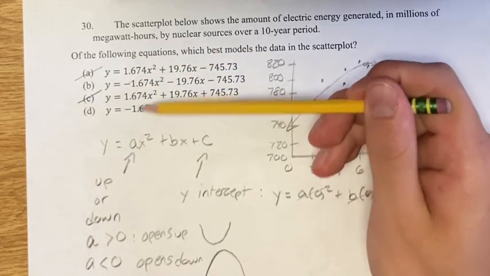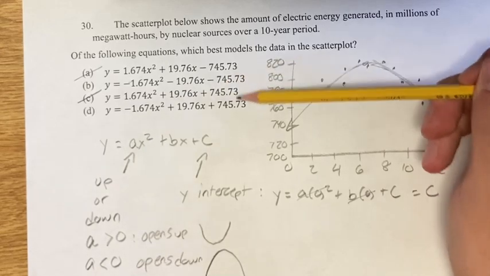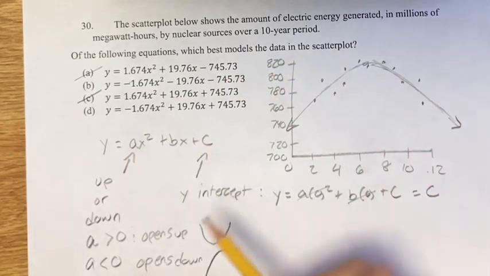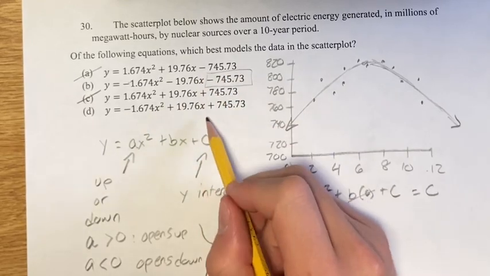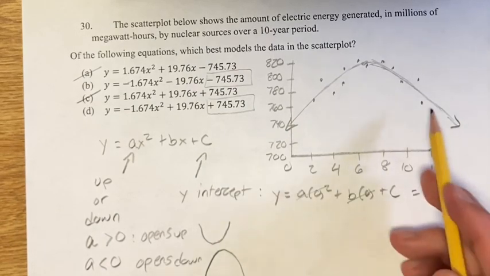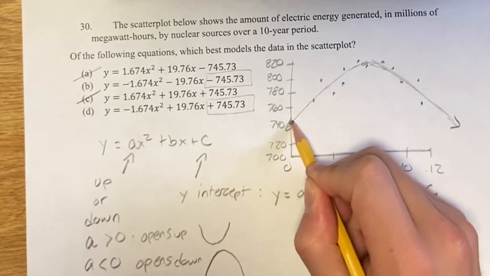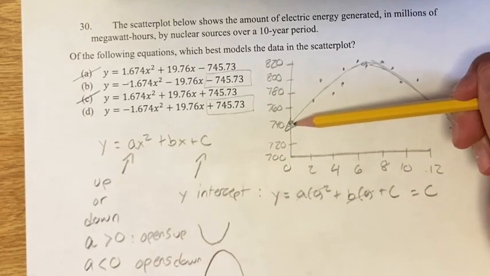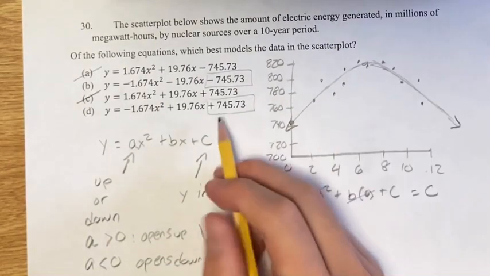We have the correct coefficient for the x squared term, and then we have the opposites for the constants. So is c negative 745.73 or is it positive 745.73? Well, we're just looking at the y-intercept, and if we look, where does this curve intercept the y-axis? Well, it intercepts it right about here, which is a little bit higher than 740, and that means that it's 745.